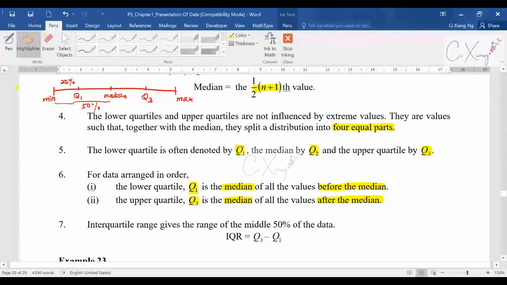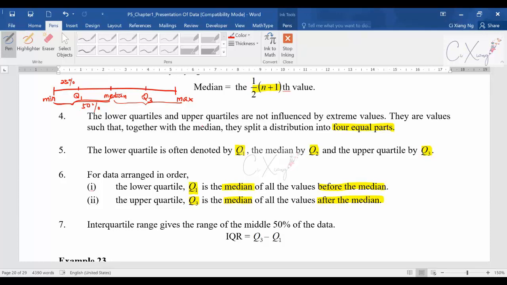So if you're having the median here, then Q1 is actually the median from here until here. Then Q3 is the median from the median until the maximum. So that's the basic idea about the median, first quartile and third quartile in the A-level syllabus. This is what we have. The interquartile range is a formula: IQR equals Q3 minus Q1. So let's discuss some examples and see how we actually apply all the concepts that you learned just now in answering the question.